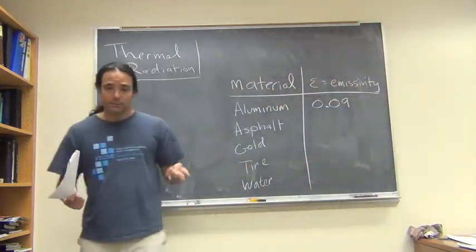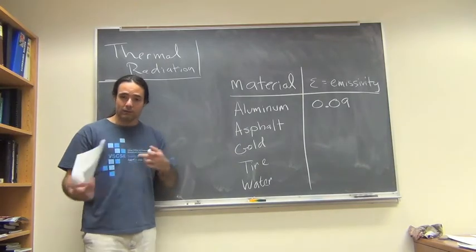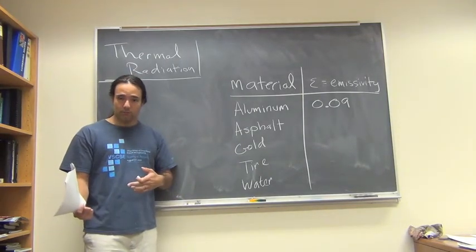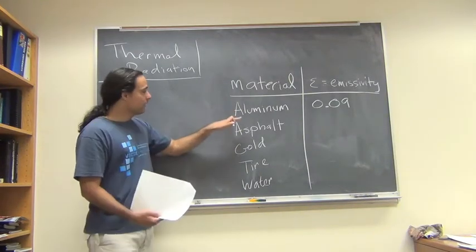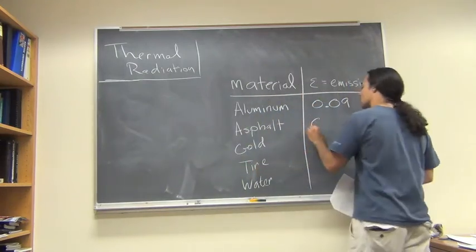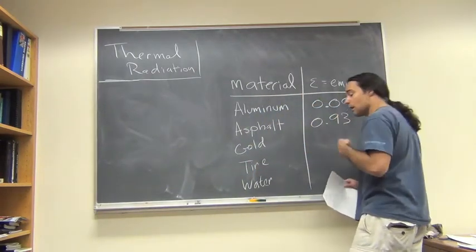What about asphalt? Asphalt, very black, dark material. Would you expect large emissivity or small emissivity? Hopefully you said large emissivity. It's going to be very, very close to 1. Asphalt is very near a perfect black body.